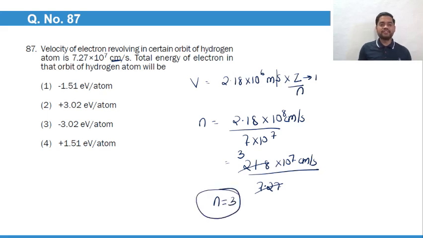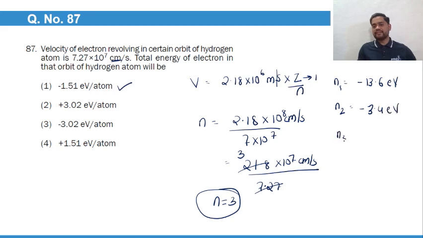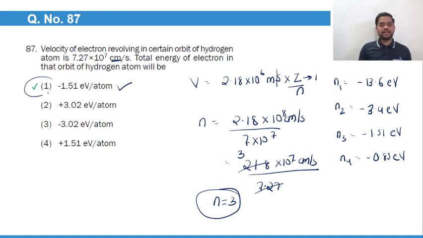For n equal to 3, the energy is minus 1.51 electron volt. I always keep on reminding you, please try to remember these values, very important. For n equal to 1, the energy value is minus 13.6 electron volt. For n2, the value is minus 3.4 electron volt. For n3, the value is minus 1.51 electron volt. For n4, the value is minus 0.85 electron volt. So try to remember these values at least for the first 4 or 5. That will be helpful. So for 87, option number 1 will be the right answer.